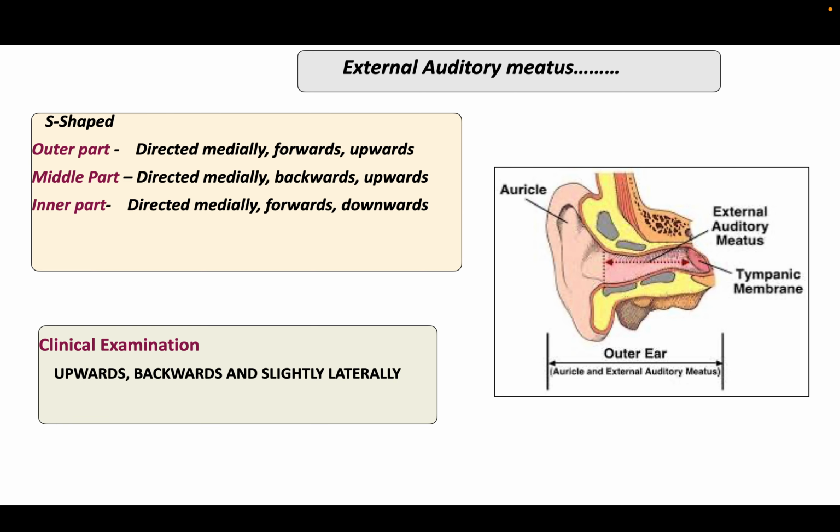Now, if we do the clinical examination, because if we want to visualize the tympanic membrane, we have to make the canal straight. For this, the auricle is pulled upward, backwards, and slightly laterally. In this way, this S-shaped canal becomes a straight canal. With this, the tympanic membrane is better visualized.